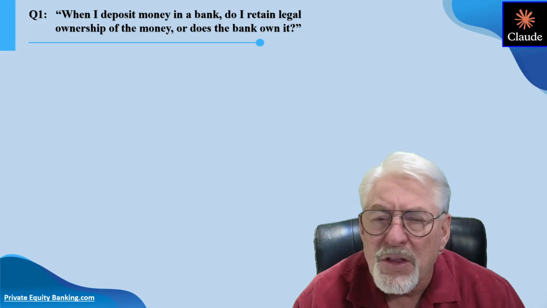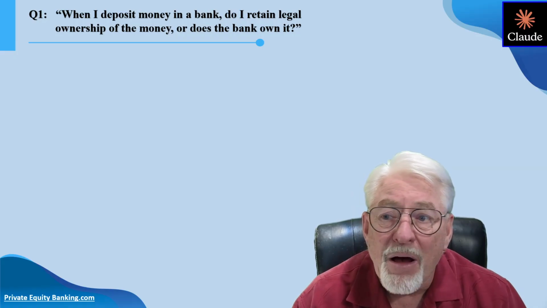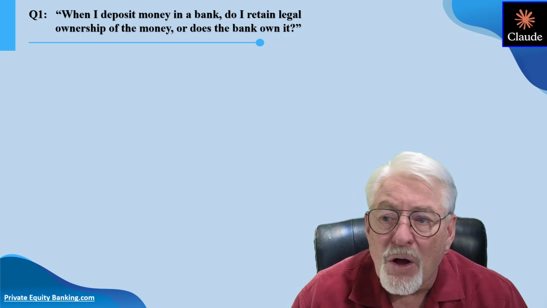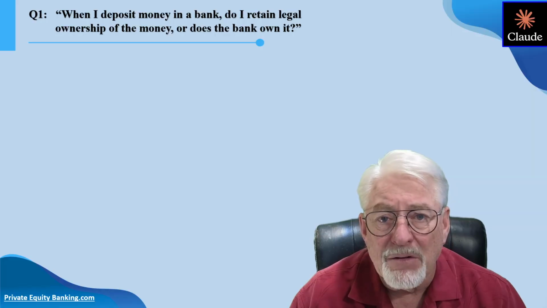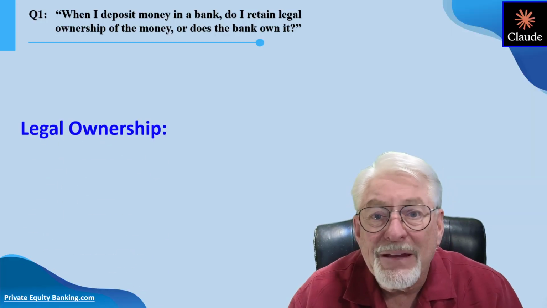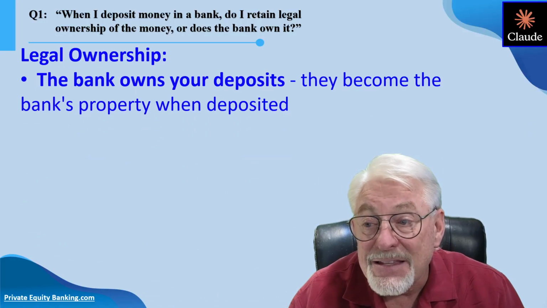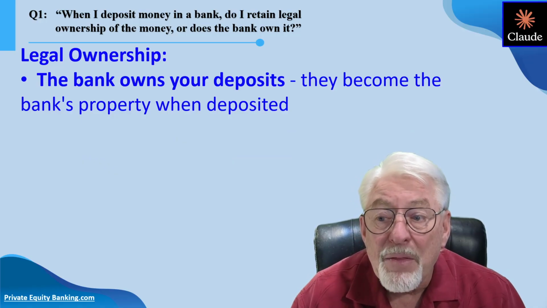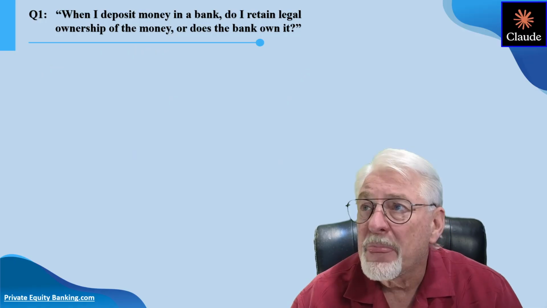Hope you enjoy this. The first question that I asked the AI models was, when I deposit money in a bank, do I retain legal ownership of that money, or does the bank own it? This is something a lot of people do not understand because they think a bank is their custodian and it's their money. Legal ownership: the bank owns your deposits. They become the bank's property when deposited.